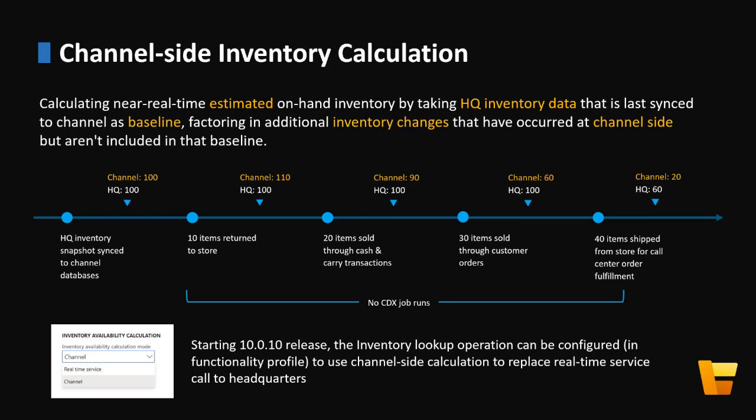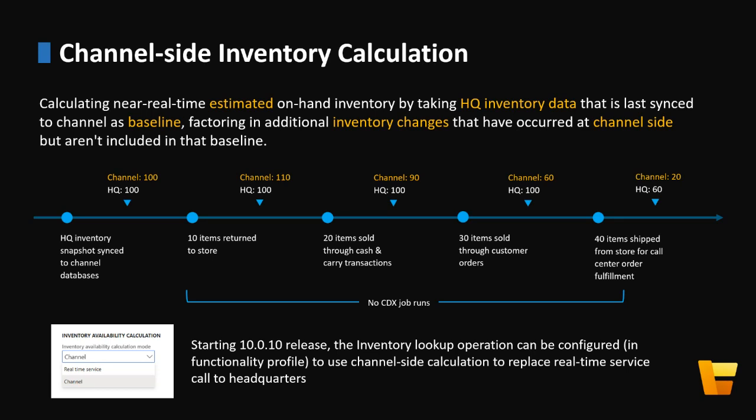So over time, as you can see in the timeline, you can tell how the channel side calculated data can better reflect a more accurate snapshot than the headquarters side data. Back to the inventory lookup operation.